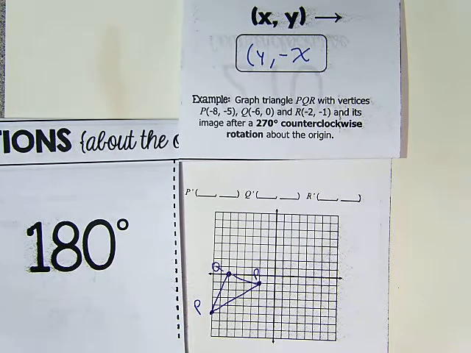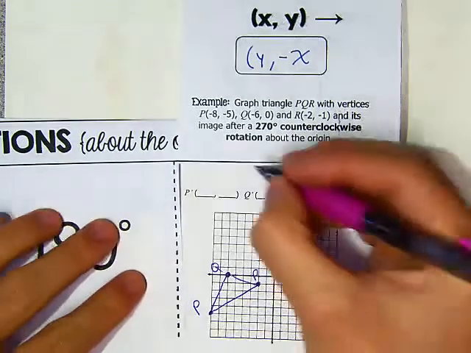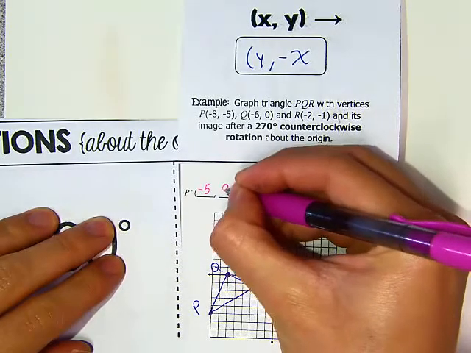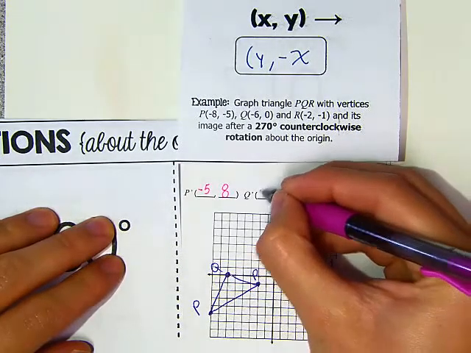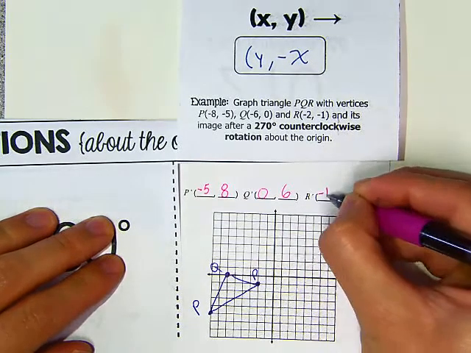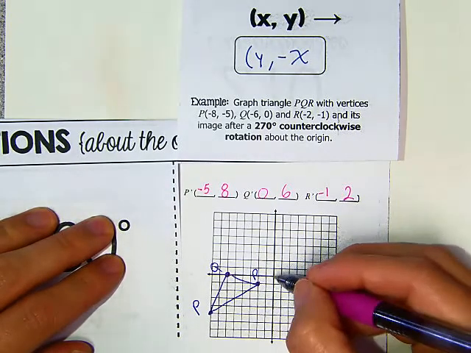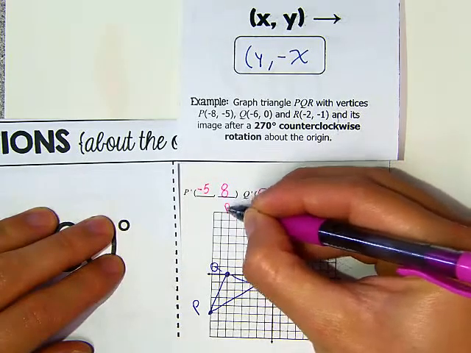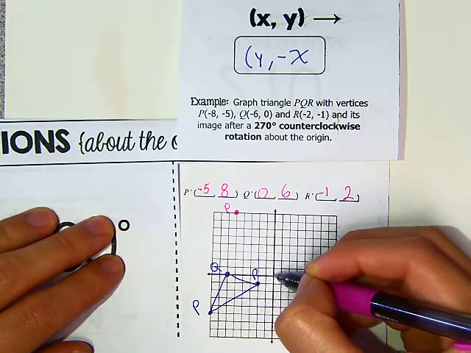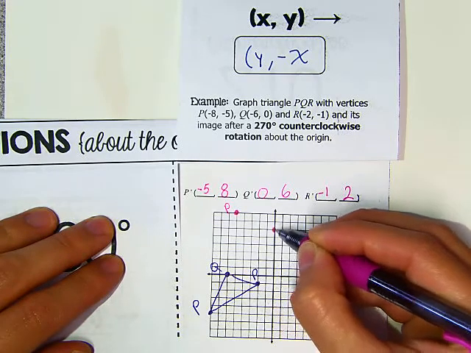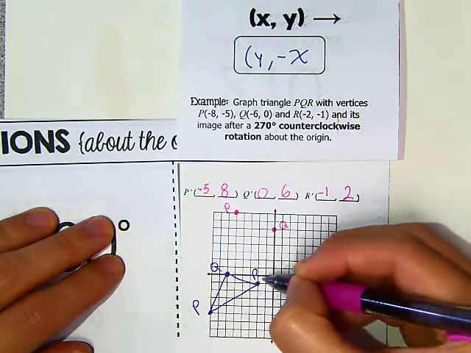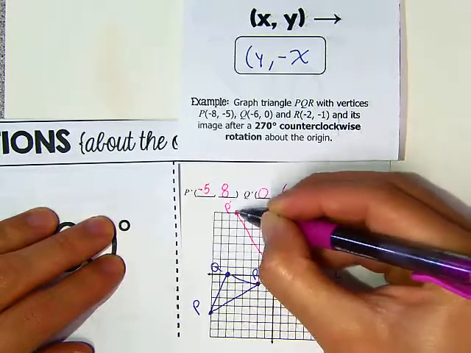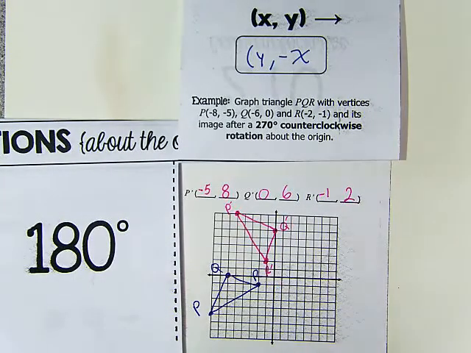And we're going to flip the order and make the original x change sign. So our original y, negative 5, does not change, but the 8 is going to change its sign. It becomes (0, 6), and (-1, 2). And we go ahead and graph those points. And remember that tick mark or the prime to represent the image.